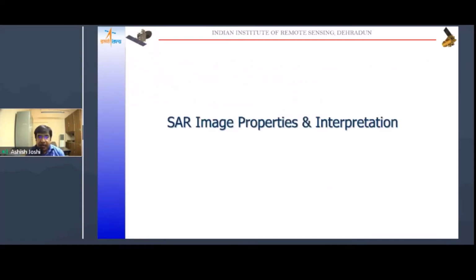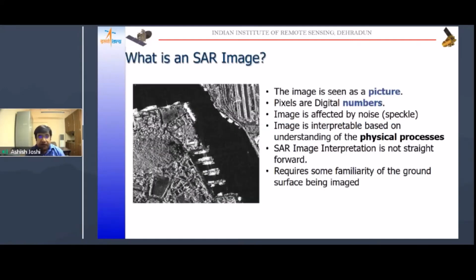Now, what are the SAR image properties and interpretation? So what is the SAR image? The image is seen as pixels. Pixels are digital numbers. The image is affected by noise, and it is interpretable based on an understanding of the physical process. SAR image interpretation is not straightforward. It requires some familiarity with the ground surface being imaged.